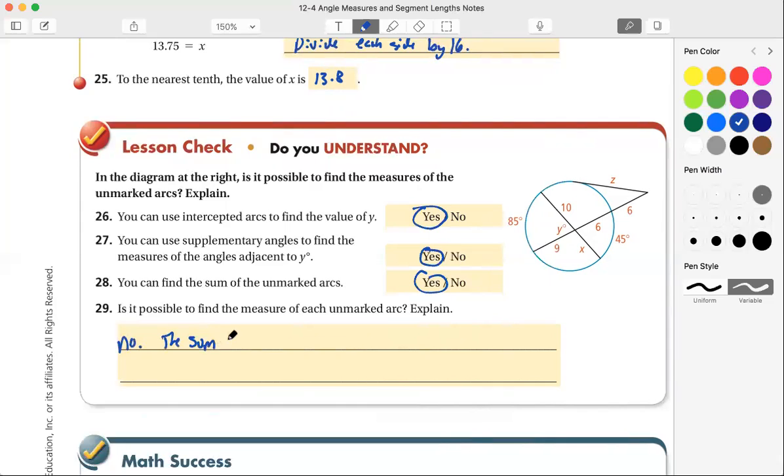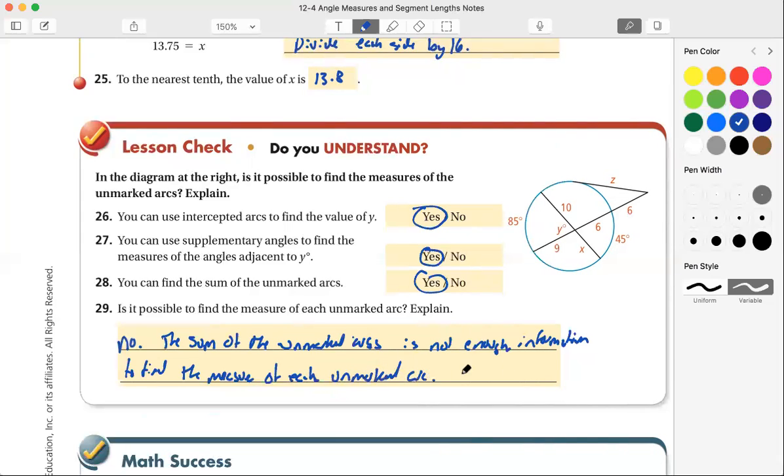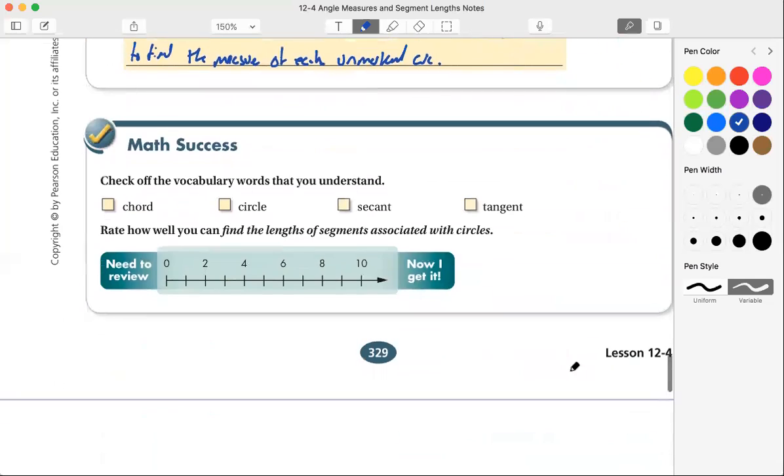The sum of the unmarked arcs is not enough information to find the measure of each unmarked arc. And that's the end of this section.